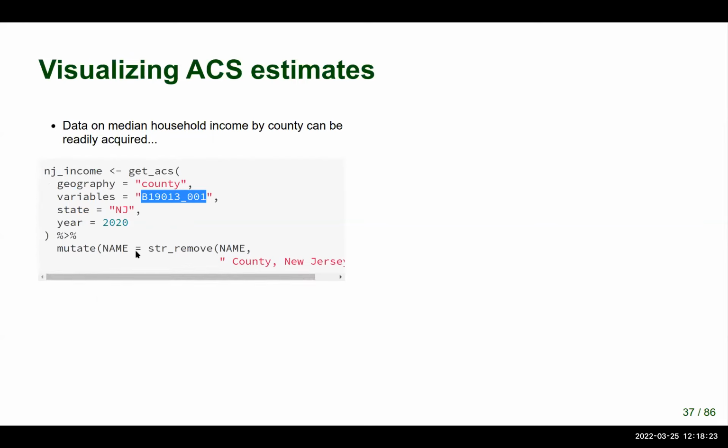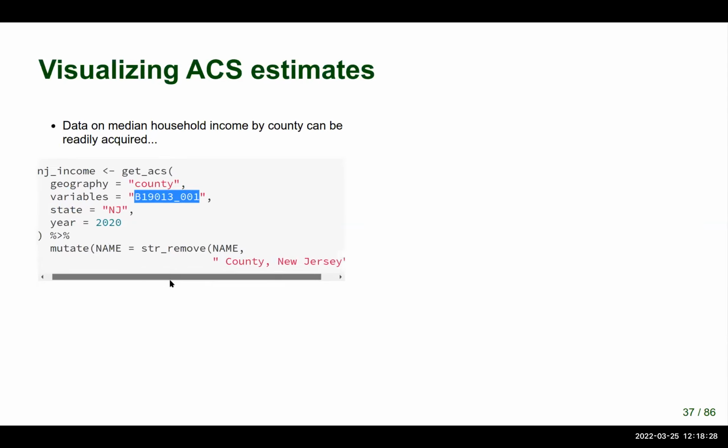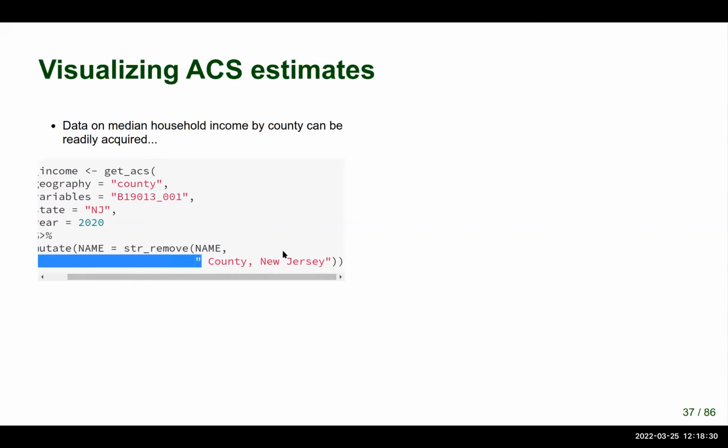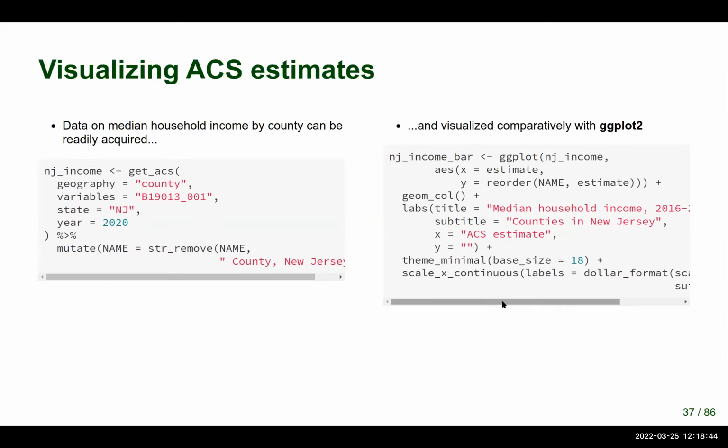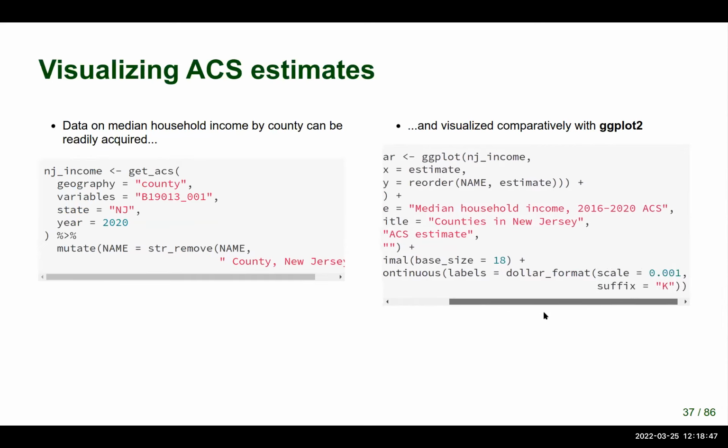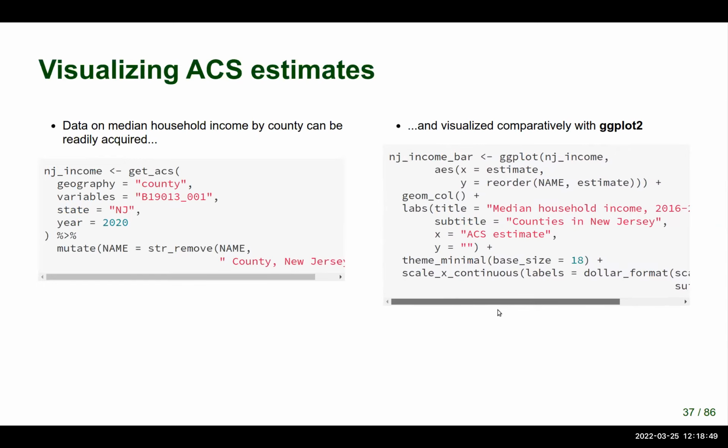And we're going to do a little bit of extra data wrangling, where we're using the str_remove function from the stringr package to get rid of some extra information in the name column that we don't need. So the "County, New Jersey" that's common to every county in New Jersey, we don't necessarily need that cluttering up our plot. We can then pass that to ggplot2, and this draws on an example that we covered really in the first workshop. So let me jump over here to RStudio in just a moment and talk through it.